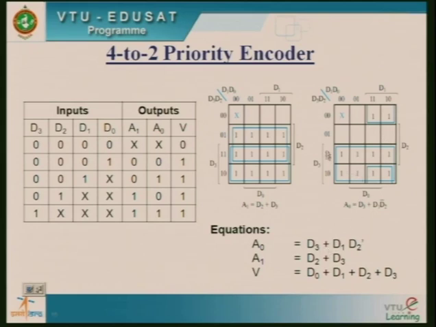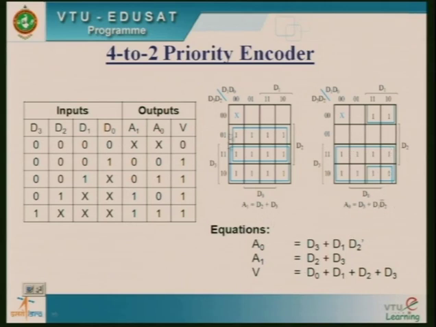So A0 is nothing but, if you take these 2 rows, D3 is common, both are common, that is 1 and 1, that is D3. If I take column-wise, nothing is common, so row-wise this is common, and you will end up with only D3. So coming over here, these 2 grouping, these 2 are common and it is D1, D2 complement. So I am going to generate the equation from this K map with this grouping.